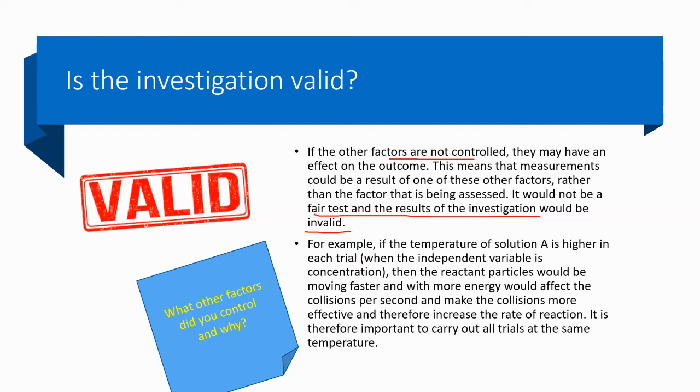For example, if your investigation is about concentration, and the temperature of solution A is higher in each trial, then the reactant particles would be moving faster and with more energy, and this would affect the collisions per second and make the collisions more effective. And therefore, that would increase the rate of reaction. It is therefore important to carry out all trials at the same temperature. And usually we just do that at room temperature. But this justifies why we make sure that they're all at the same temperature. And then what other factors did you control and why? Can you justify what would happen if you didn't control them, and so therefore why you did control them?